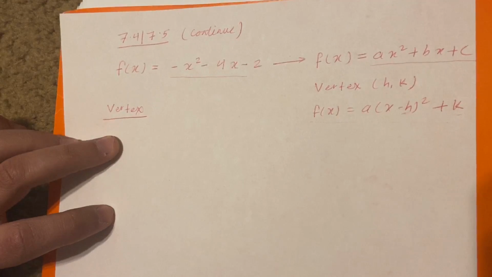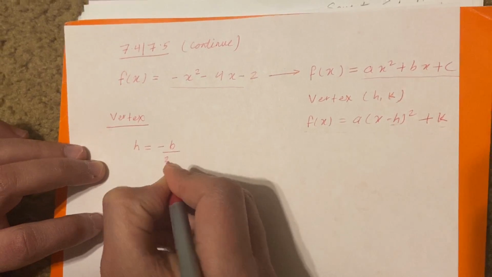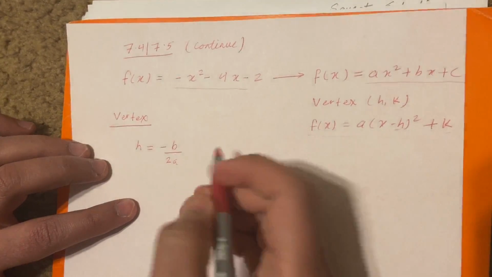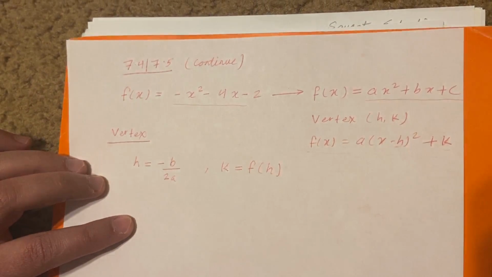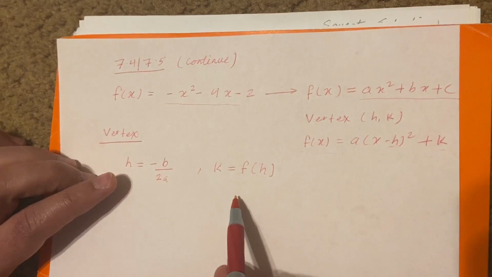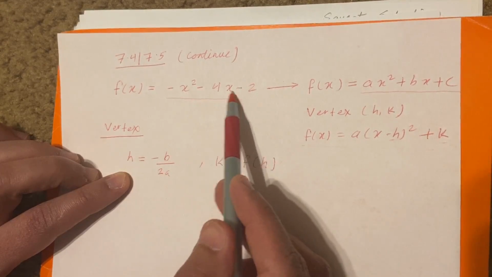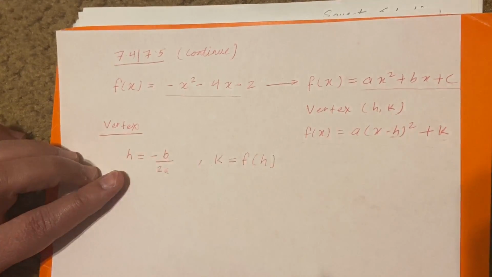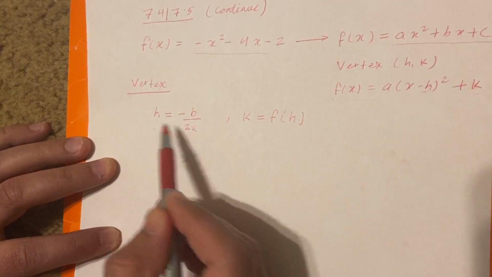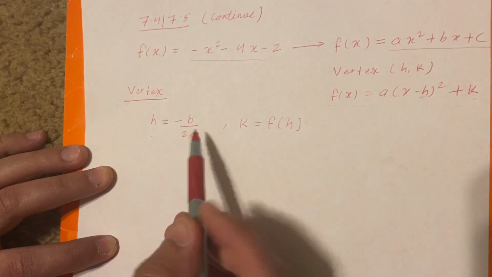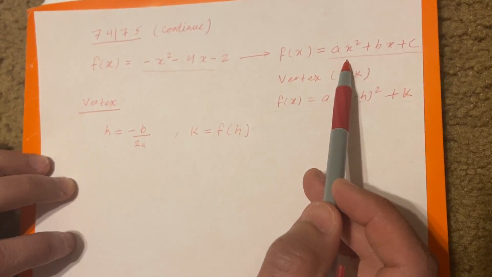So to find the vertex, h is negative b over 2a. That's a formula. All right, and k is f of h. So basically whatever value you get for h, you're going to take that value and plug it in here for x to get the value of k. I'll show you later on. So let's first find h. To find h, we need to know the value of b and a, right? So when you compare this equation to this, you can find the value of a, b, and c, right?